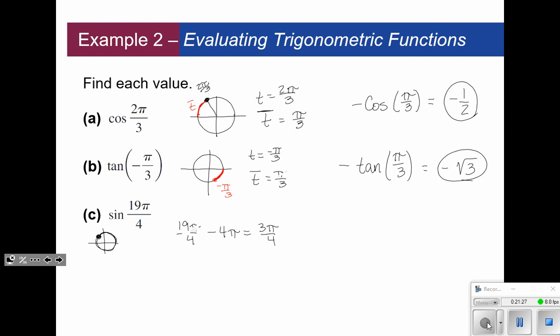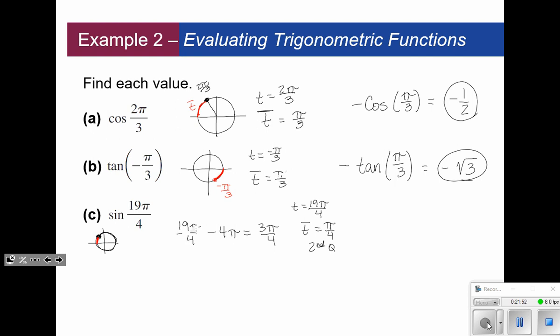You guys with me? Okay, so what would be my reference number then? Pi over 4, right? Pi over 4. So again, the terminal point might have been 19 pi over 4. My reference number is just pi over 4, but it's in the second quadrant, okay?